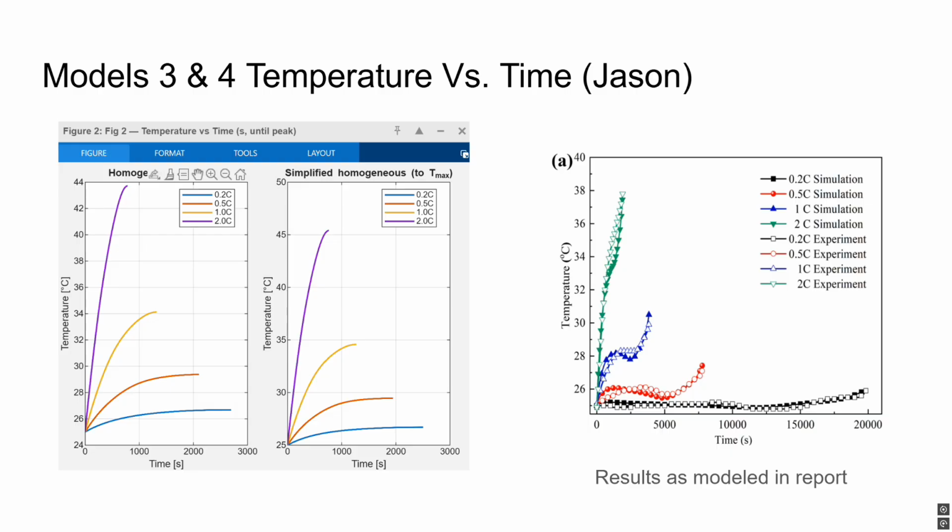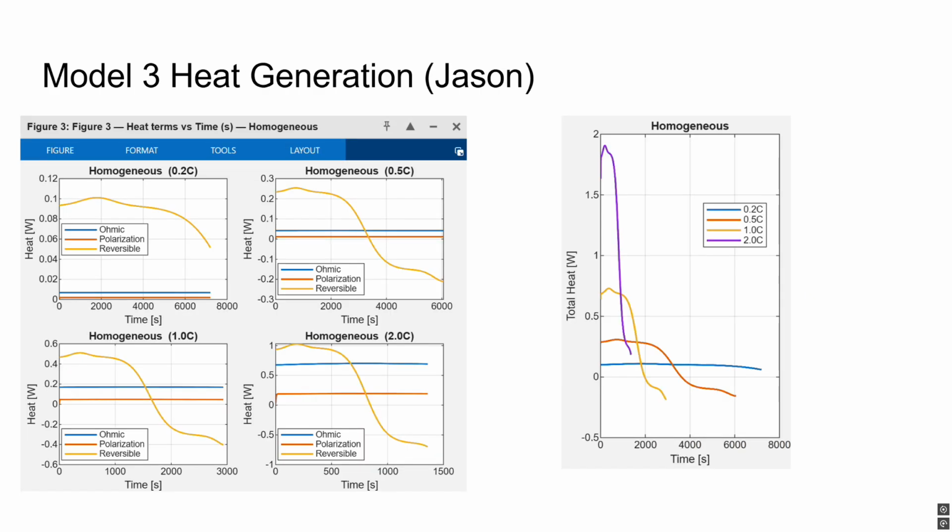For temperature versus time, my results are higher than expected, as well as I have a faster temperature increase rate. That also, I believe, is due to my electrochemical model being off currently. Next slide, please. Here is the heat generation for Model 3. This includes the ohmic, reversible, and polarization heat. My 2 Coulomb model shows a significant increase in ohmic heat generated, a lot higher than what would be expected, being at 0.6 watts.